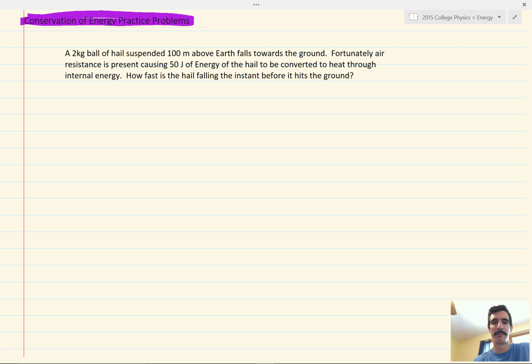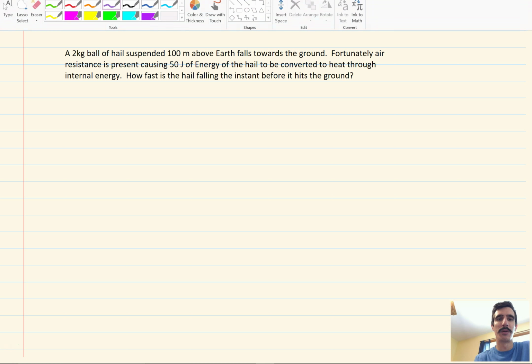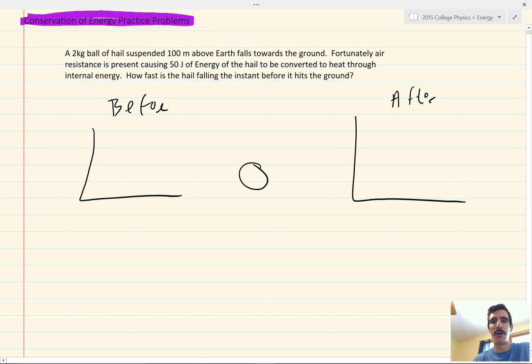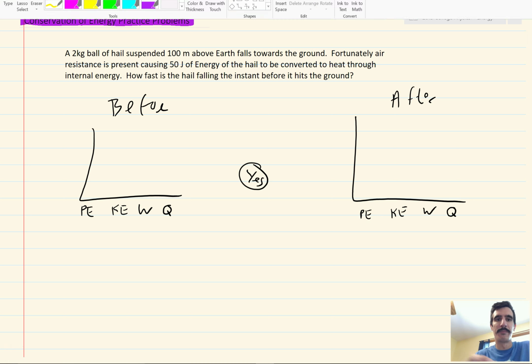pretty bad. So let's look at LOL diagrams, before and after, to help analyze this problem and solve for the final velocity of the hail. So we've got our before, after, and this time in the O we have air resistance or internal energy, so yes, this can be converted to a different form. So before, our options are potential, kinetic, work, and internal energy, and same for after. Potential, kinetic, work, internal energy.